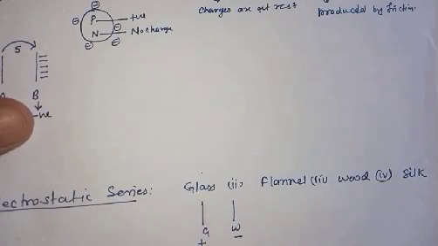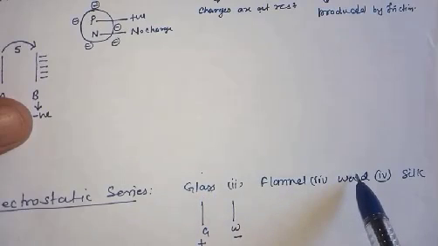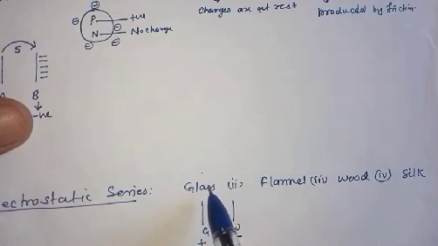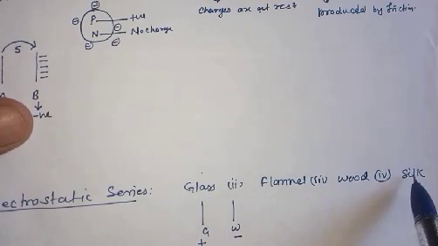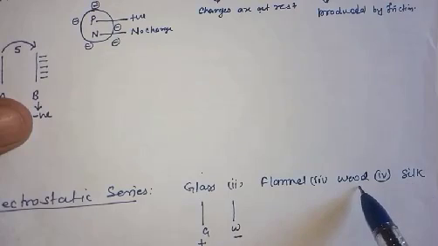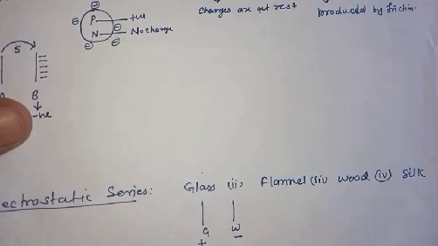This is the electrostatic series. Similarly, if you rub glass with silk, glass will again acquire a positive charge and silk will acquire a negative charge. If you rub wool with silk, wool will acquire a positive charge and silk will acquire a negative charge, right?